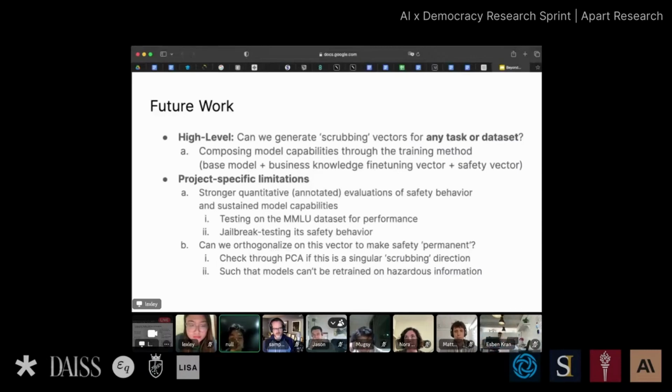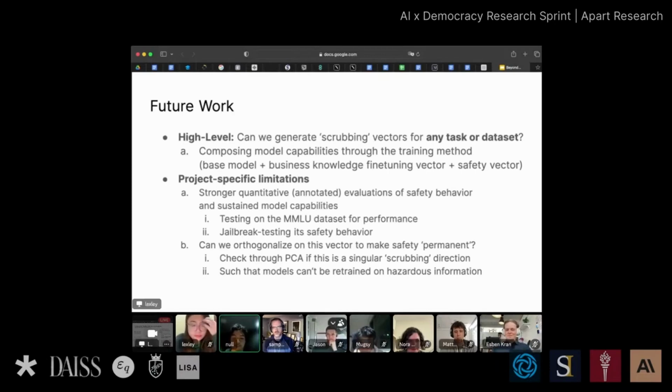But yeah, some limitations of this project. We want to have a stronger quantitative base. As seen earlier, we've sort of just shown demos. Another thing is, can we potentially orthogonalize on this vector to make safety permanent, to make the hazardous features not trainable again? Yeah, that should be it.